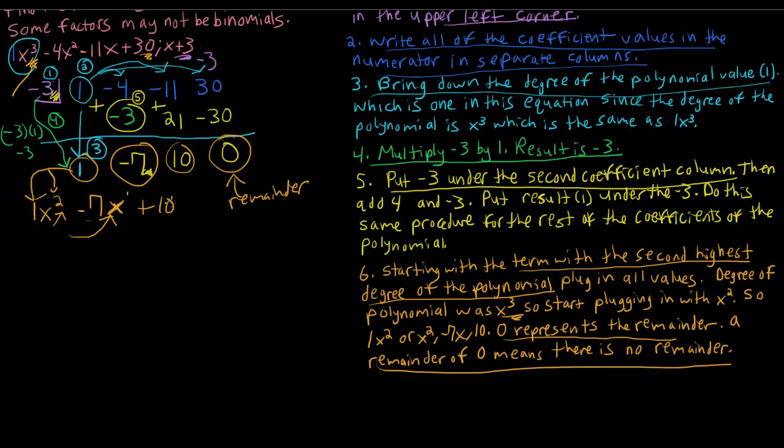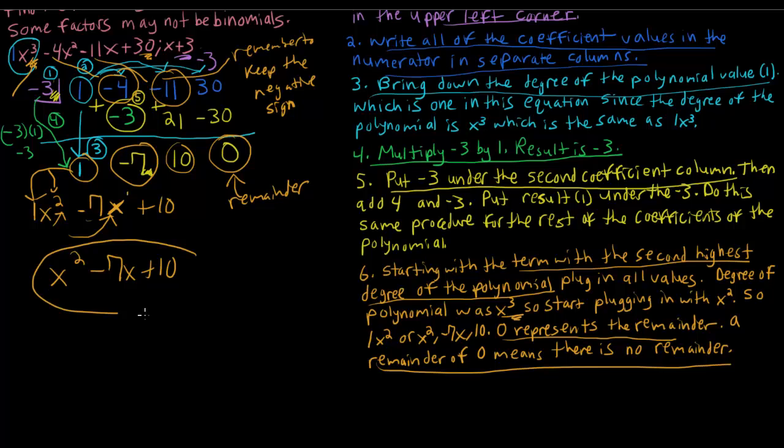And also another note, when you plug in these values like -4, -11x, you have to remember to keep the negative sign. So if these second and third terms are negative, you gotta put them in here as negative. But yeah, there you go. You have x squared minus 7x plus 10 is your answer.